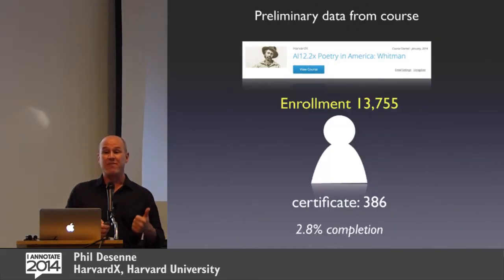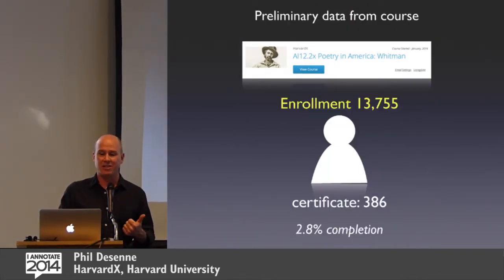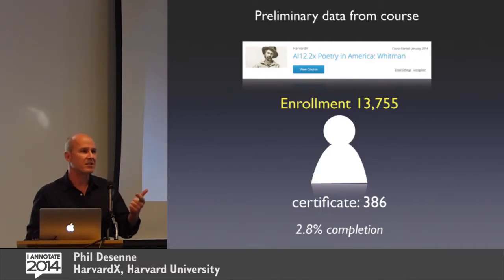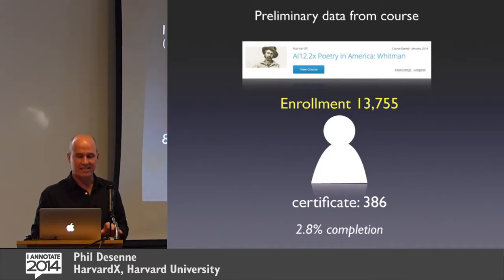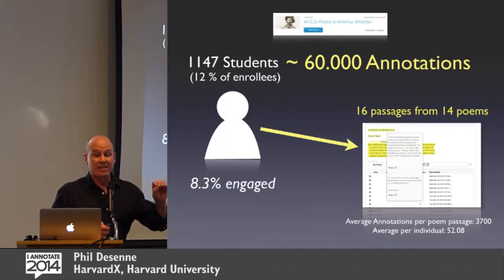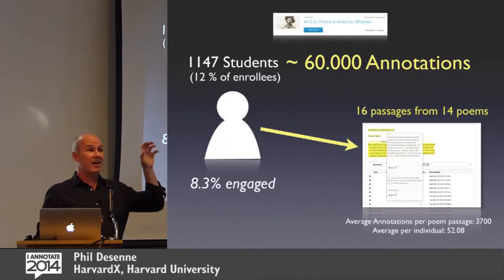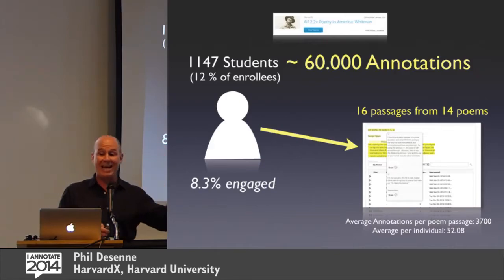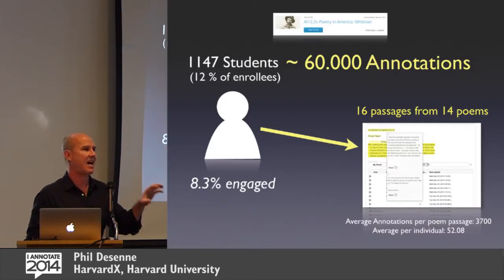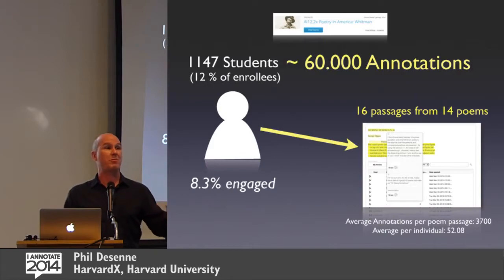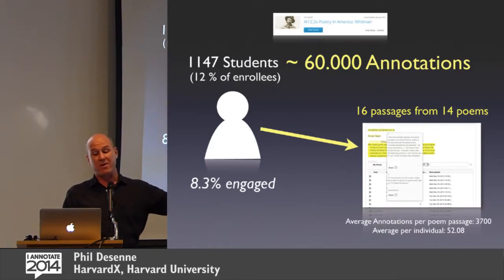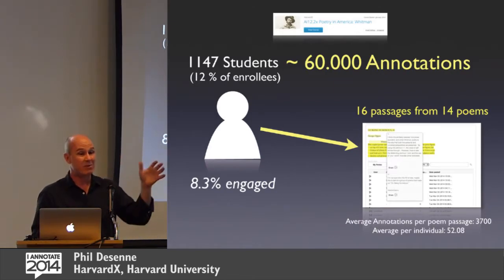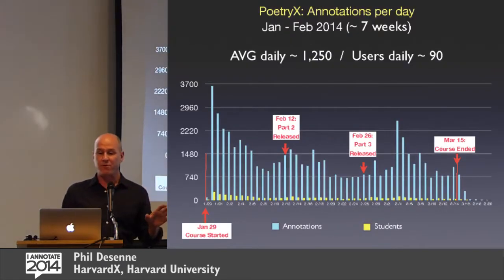So the preliminary data: we have about 13,000 enrollments. The students that completed and received certificates were 386, about a 2.8% completion rate, which is actually pretty high by edX standards. But out of these 13,000 students, over 1,000 were actually engaged creating annotations. Over 60,000 annotations were created over a span of 7 weeks. That's about 8.3% of students engaged, and it was about 16 passages from 14 poems.